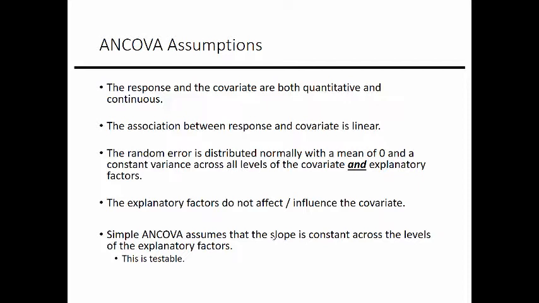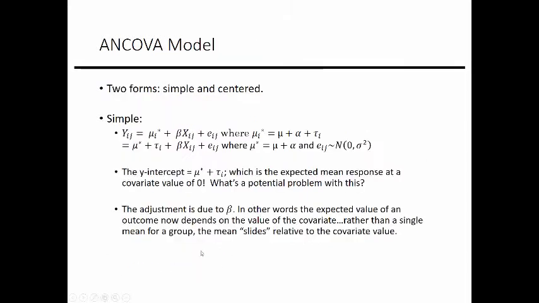And then the explanatory factors themselves do not affect or influence the covariate. So what that's saying is that if I do an ANOVA with the covariate as my outcome, the explanatory factor does not account for anything. It is not significant, if you will. And then a simple ANCOVA assumes that the slope itself within each group is constant across all levels of the explanatory factors, and the only thing that changes is where that line is positioned within the data based on whatever group membership I'm in. And this particular assumption here is actually testable.